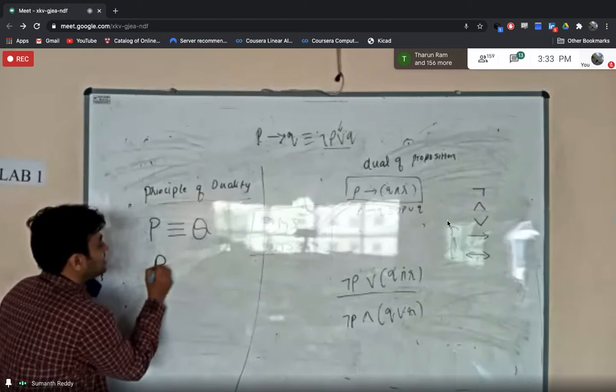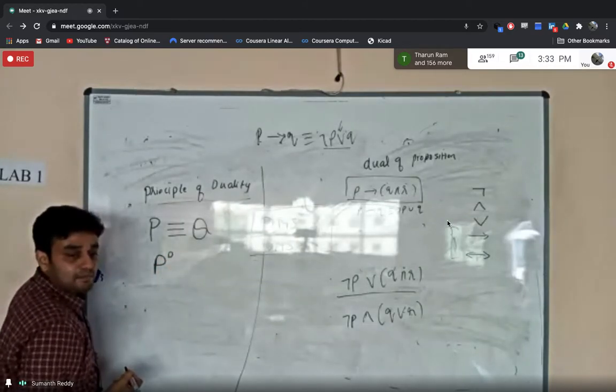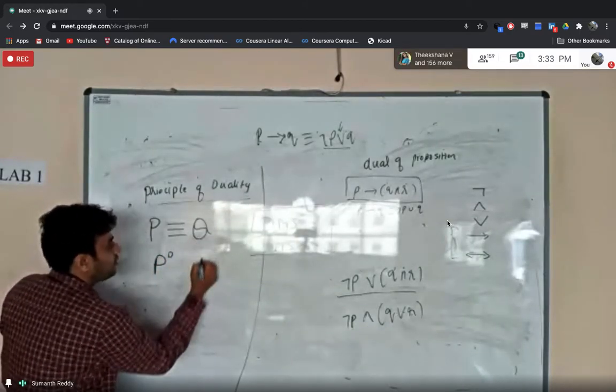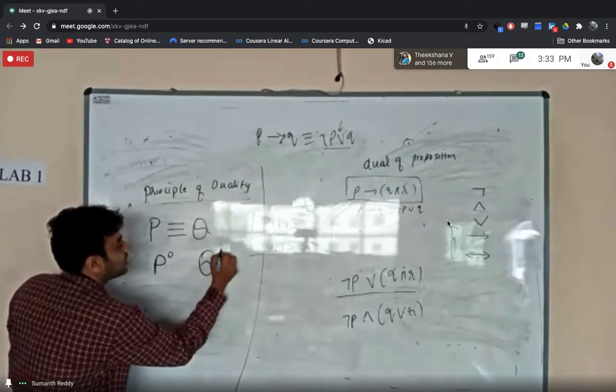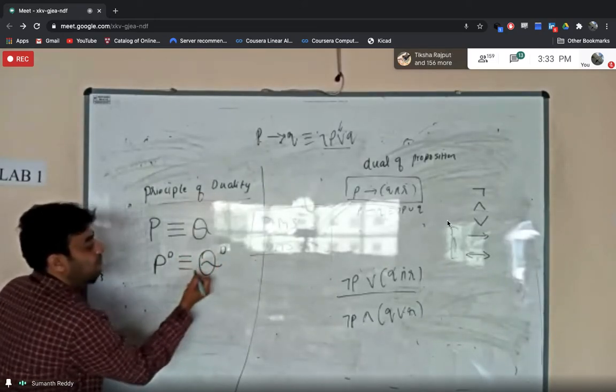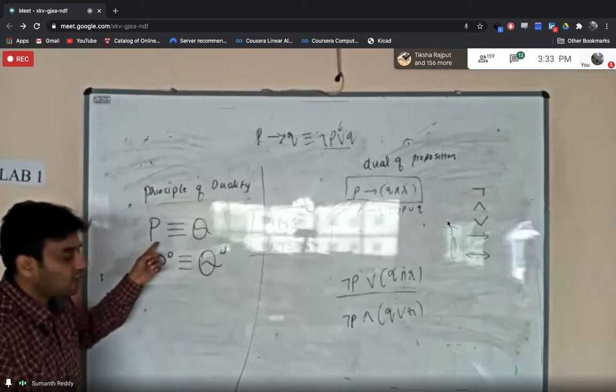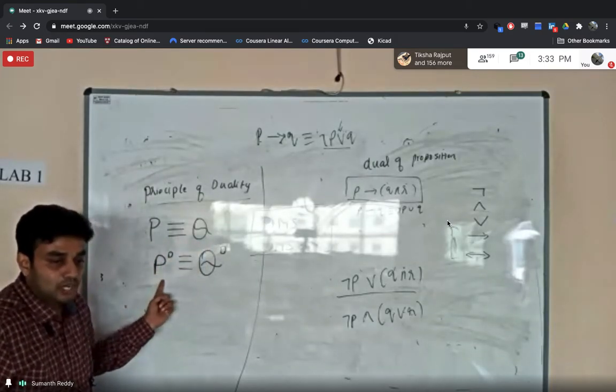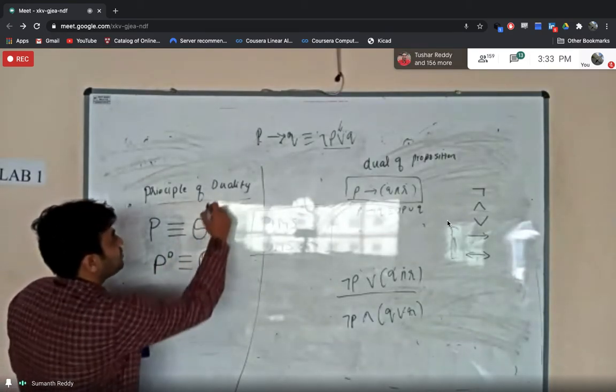Now tell me, if P is a compound proposition, what is the dual of that? The dual is represented as P with capital D at the top. Similarly, the dual of Q is Q with capital D at the top. They are also logically equivalent. If P is logically equivalent to Q, then their duals are also logically equivalent. So that is the principle of duality.